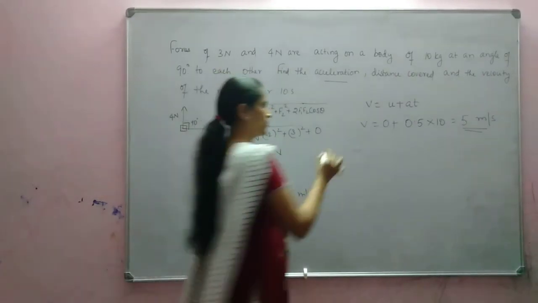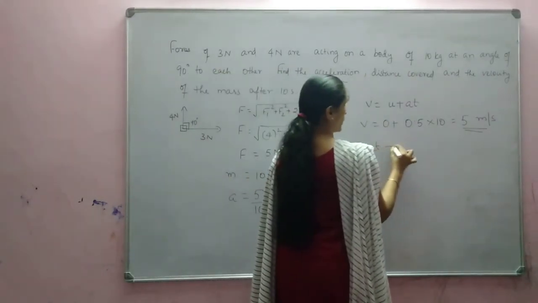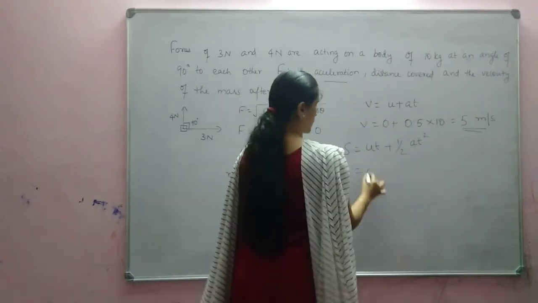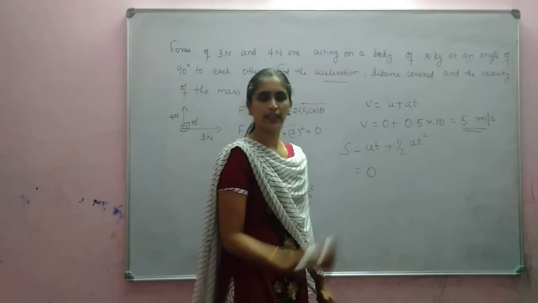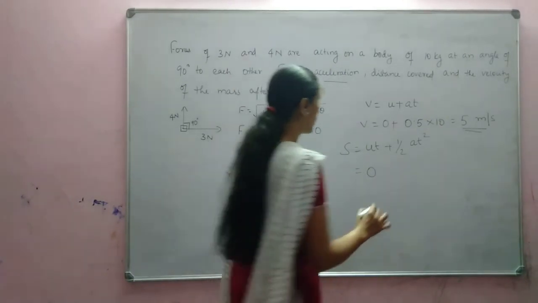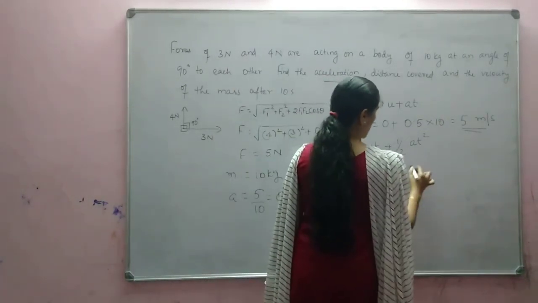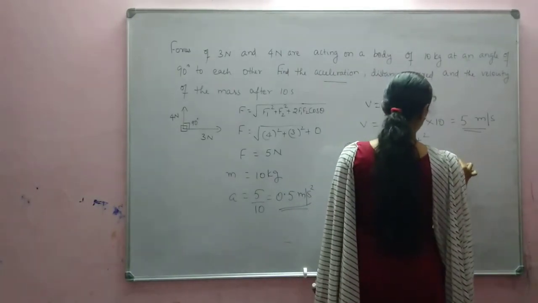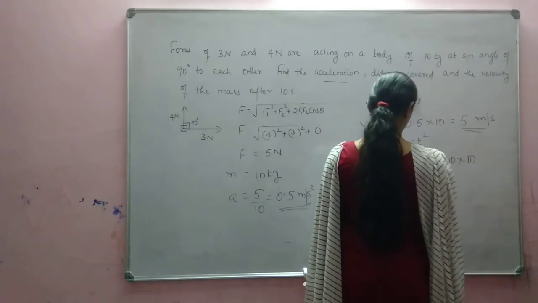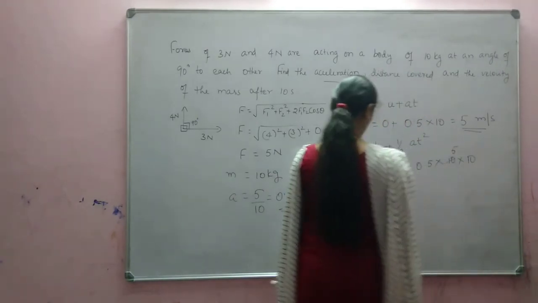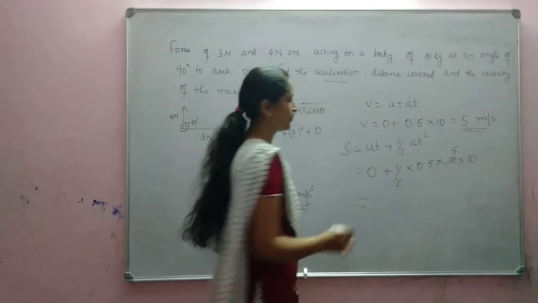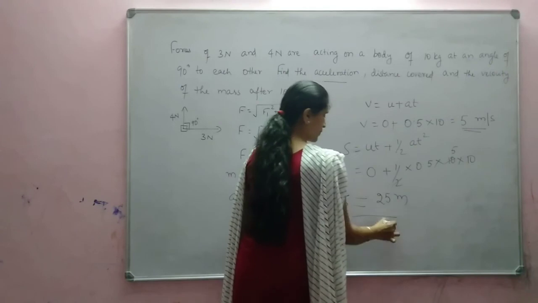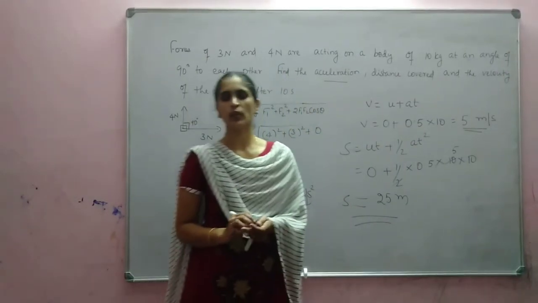And distance covered, displacement you can write is equal to ut plus half at square. Initial velocity is 0, before the force is acting the object is at rest. Half into 0.5 into t square. What is t square? 10 into 10. So 5 5s are 25 units meter. You get displacement as 25 meters. Okay, is it clear?